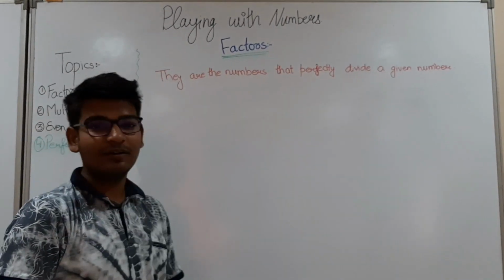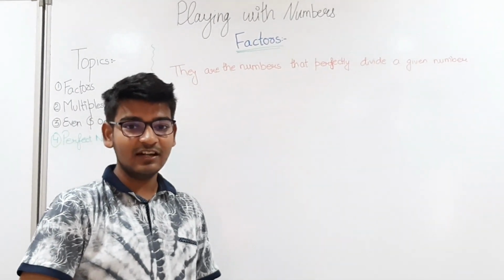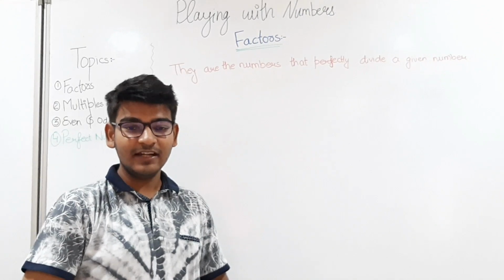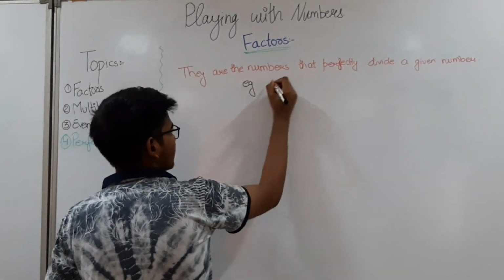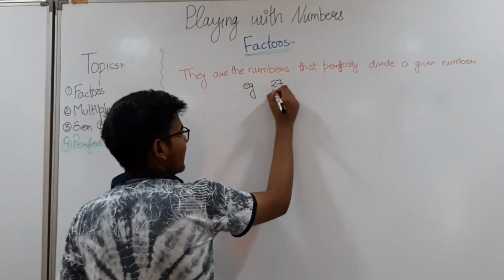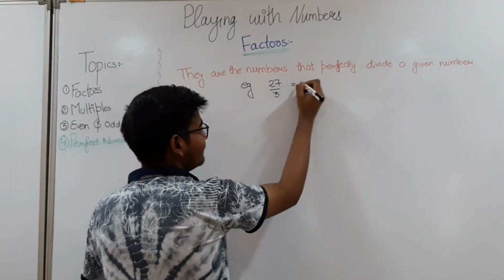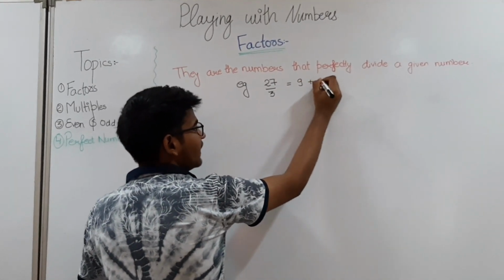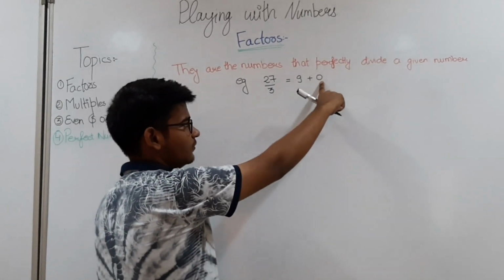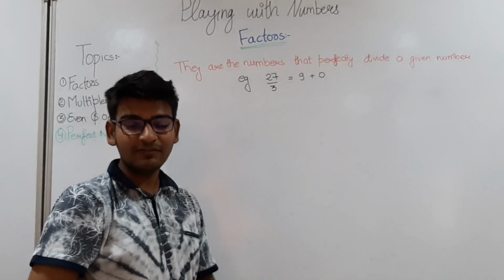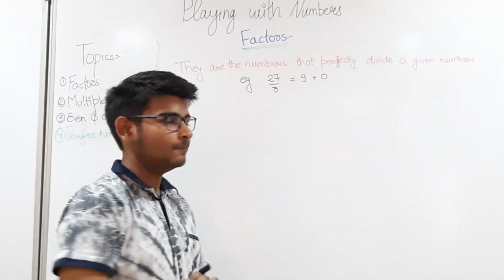Factors are the numbers that perfectly divide a given number. That means whenever we divide a number by its factor, the remainder comes out to be 0. Let us take an example. Let 27 be divided by 3. As we all know, 27 divided by 3 is equal to 9, and the remainder is 0. Since the remainder here becomes 0, we say that 3 perfectly divides 27. So 3 is a factor of 27.